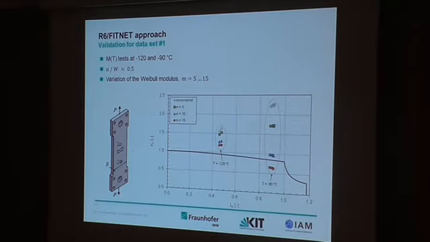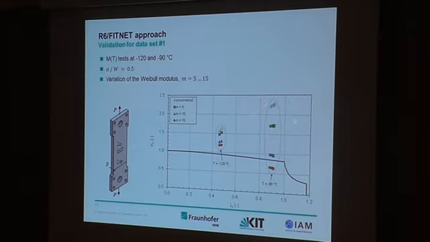If we now apply the R6-FITNET approach, what we need to do is select some value for the Weibull parameter m. So one can, of course, do testing, modeling, and define this parameter, but for practical engineers, it's almost impossible to do. So what we do here, we vary m between 5 and 15 and look at the results. So in case of test data at minus 120 degrees, the results move towards the failure assessment diagram, so we reduce the conservatism, and all data are still on the safe side.